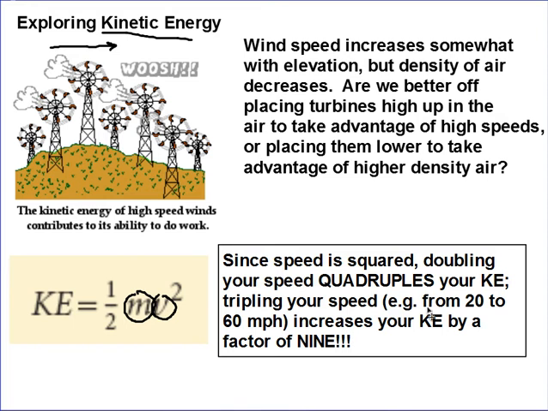Tripling your speed, if I go from like 20 to 60 miles per hour, is going to actually increase the kinetic energy by 9-fold. Again, it's because of that square in there. 2 squared is 4, 3 squared is 9. So we have a great dependence on speed.